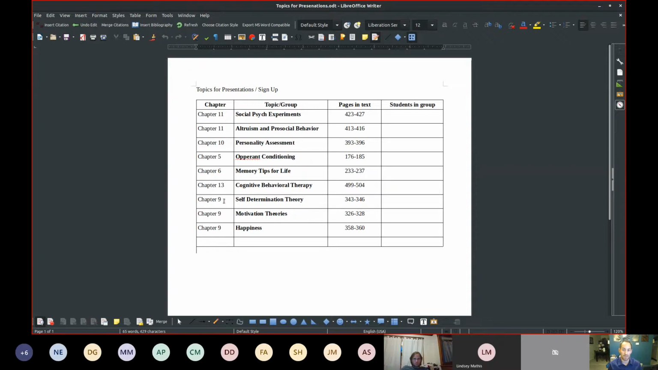Motivation, I skipped over chapter 9. There's a couple different topics. Self-determination theory is one specific theory that's really relevant today on how and why people act and do things. So it is a motivation theory, but it's a more modern one. Other motivation theories can be talked about. And then happiness and positive psychology is another topic that students are sometimes interested in.